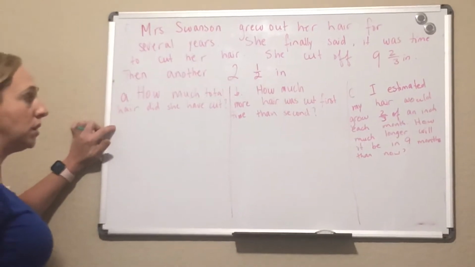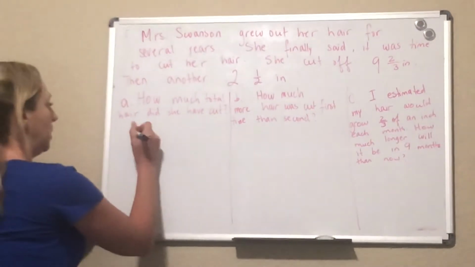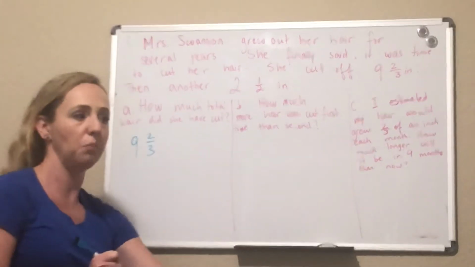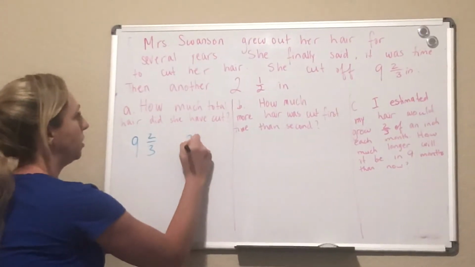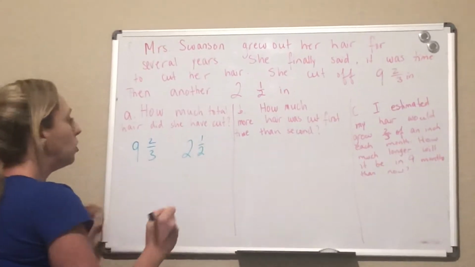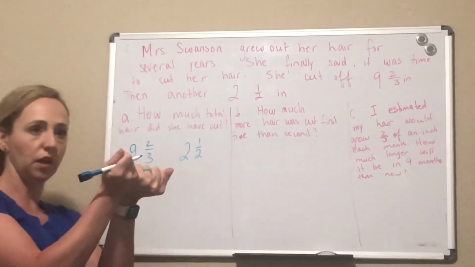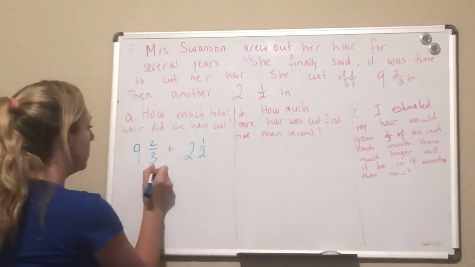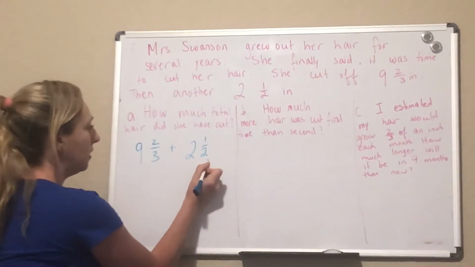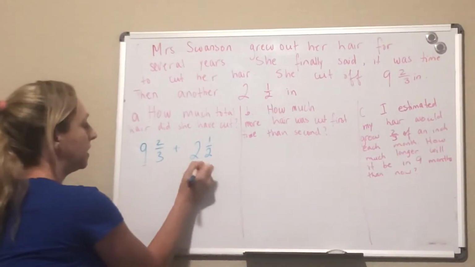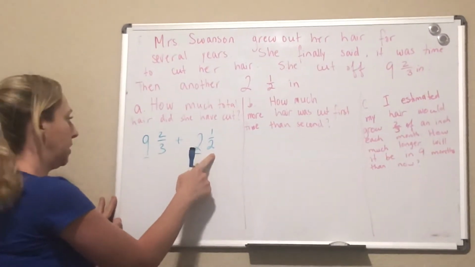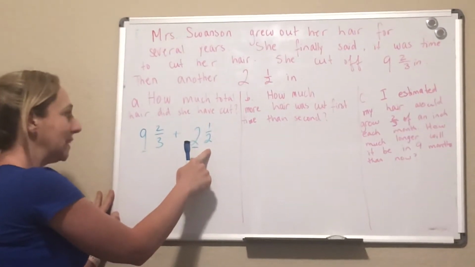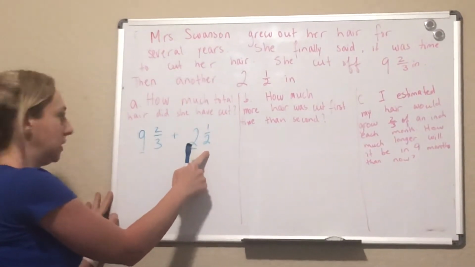So if we know that, first I cut off 9 2/3 inches, and then I cut off some more, which was 2.5 inches. I'm going to add the two lengths that were cut off to find the total cut off. So I'm adding 9 2/3 plus 2 1/2. My whole numbers will stay the same, but my fractions need a common denominator. Between 3 and 2, the common multiple is 6. That's going to be my common denominator.